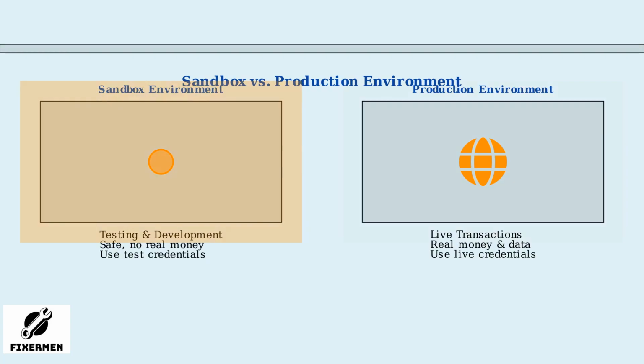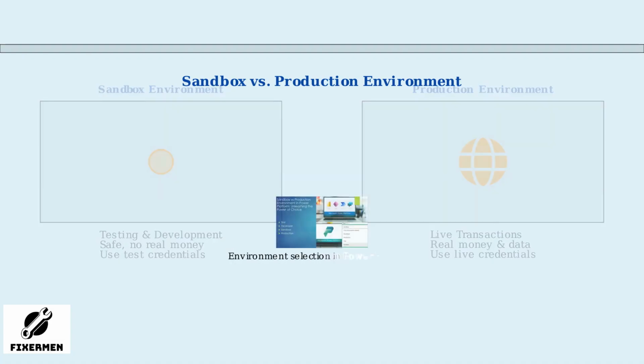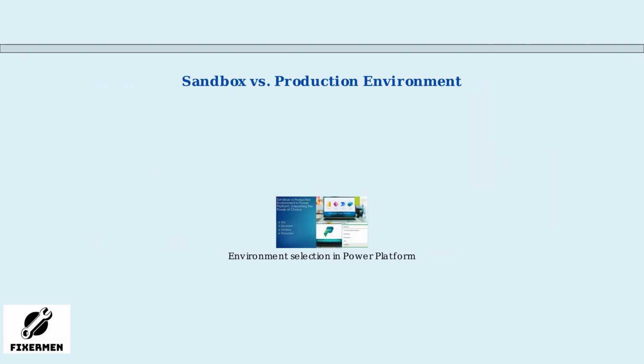A common mistake leading to error 1001 is using sandbox credentials in production or vice versa. Each environment has its own set of API keys, client IDs, and endpoints that must match exactly. For example, in Microsoft's Power Platform, you can clearly see the distinction between sandbox and production environments in the drop-down menu. This visual separation helps prevent configuration errors.